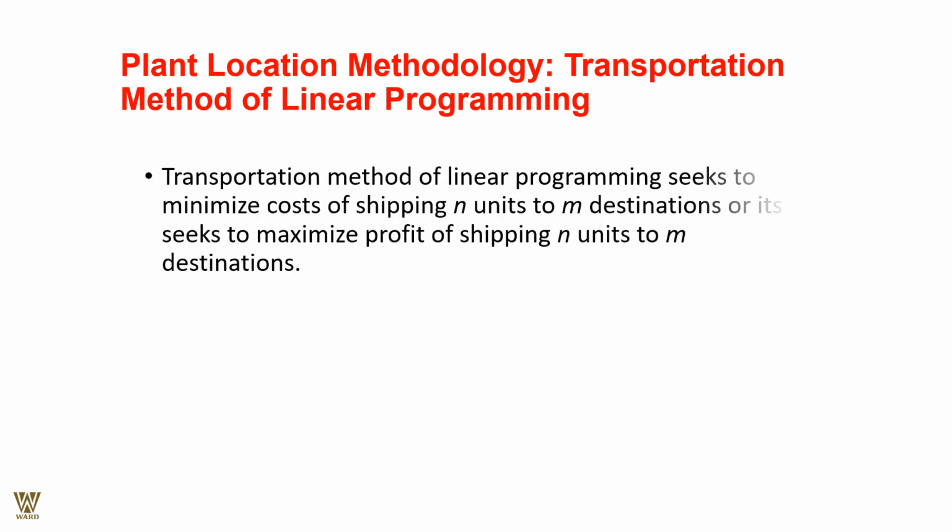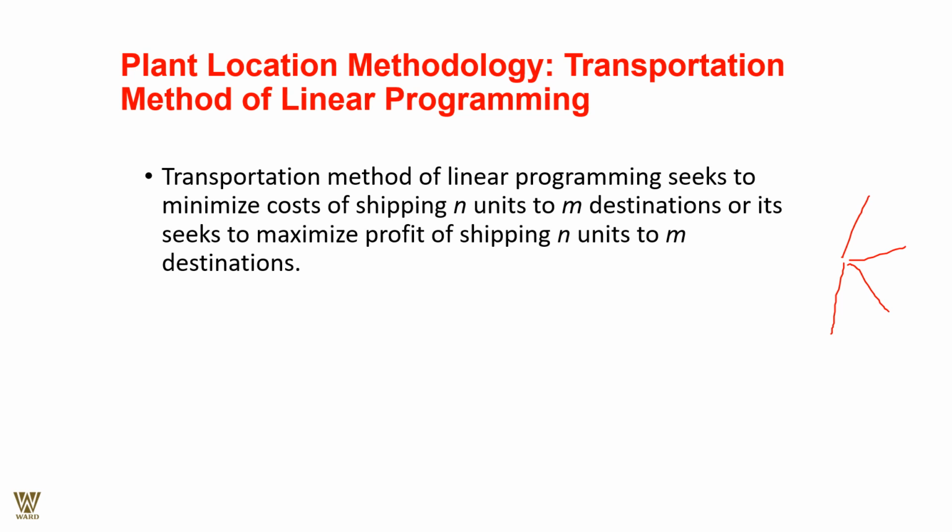Similarly, solve by the transportation method of linear programming. It states to seek the minimum cost of shipping n number of units to m number of destinations. N number of units means the number of units of your produce, and m number of destinations might be your retail outlets, or the cities or the countries that we are looking into.